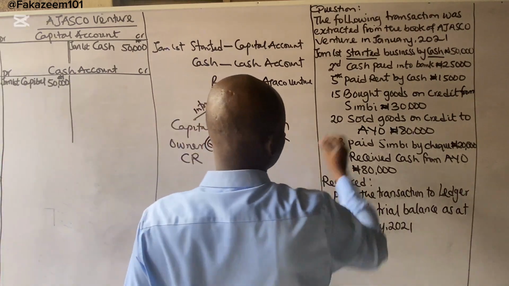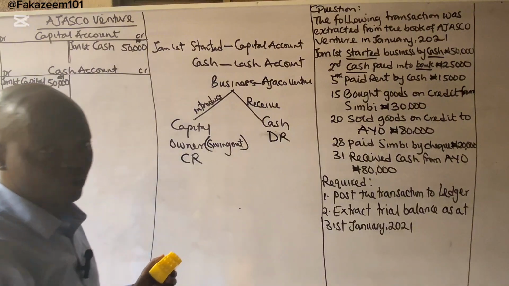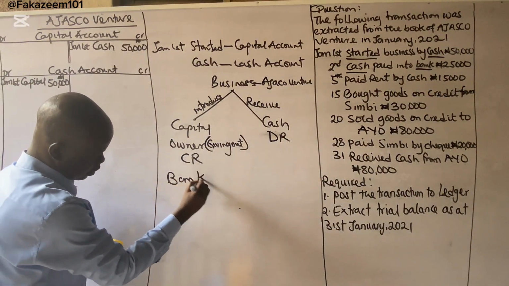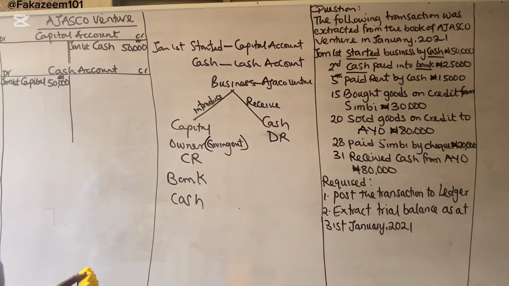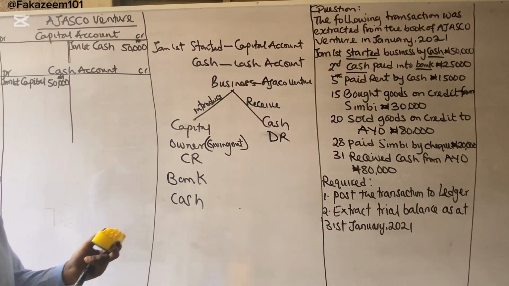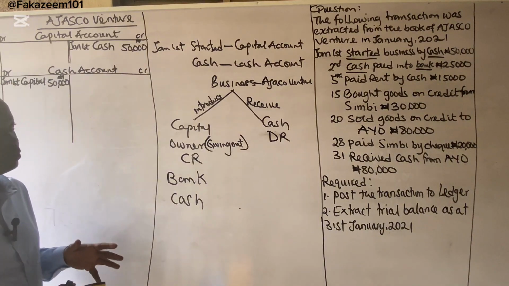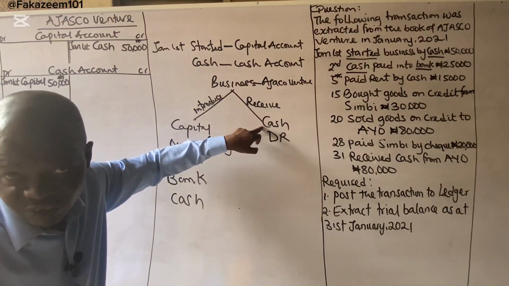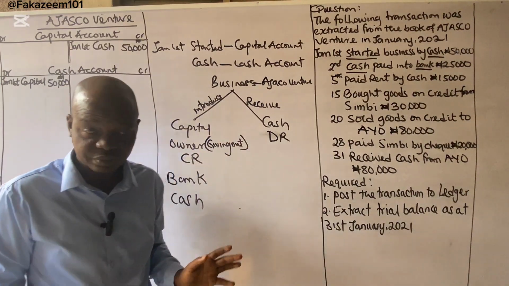On January 2nd, we said cash paid into bank, 25,000. What does this mean? The two accounts there are bank and cash. Why do we have cash paid into bank? The reason is this. When Ajasco Venture started the business on the 1st, they started the business with cash. Meaning this business has 50,000 Naira cash.